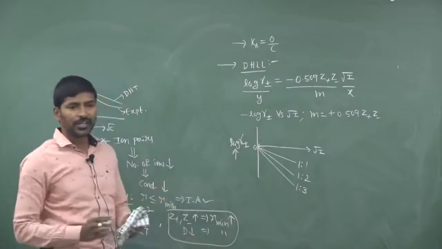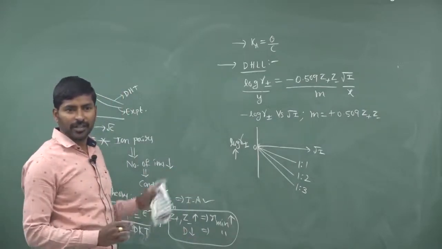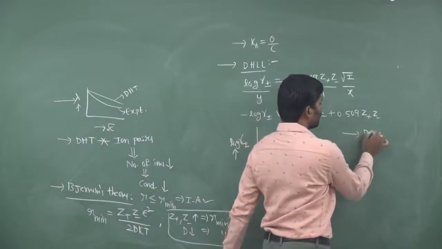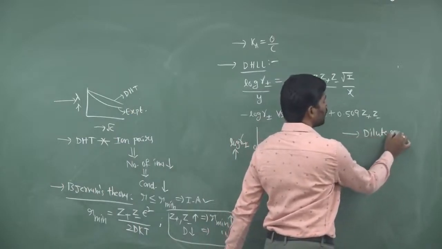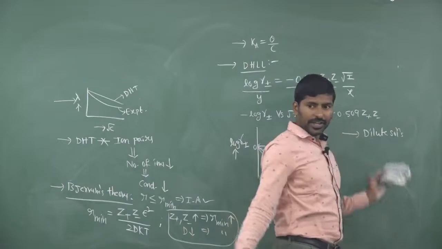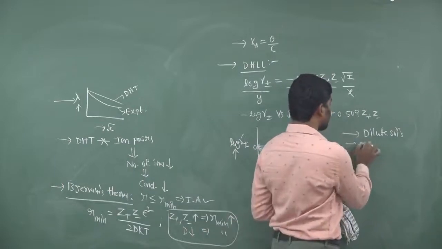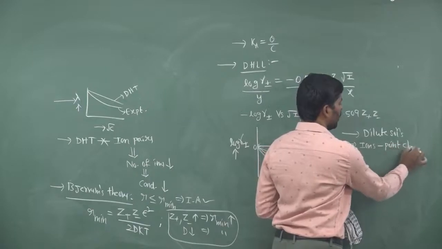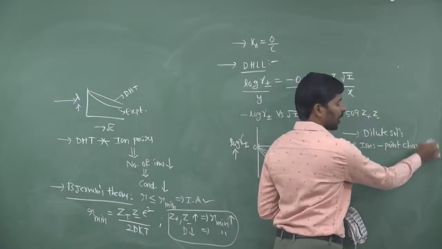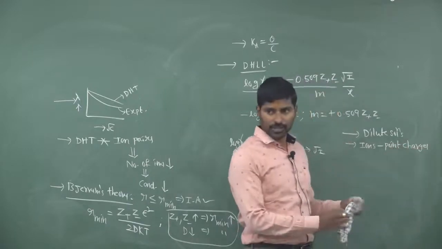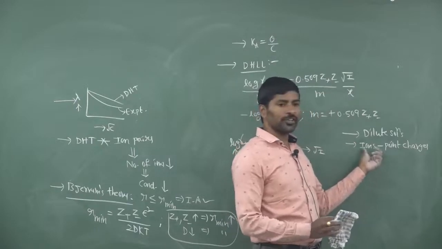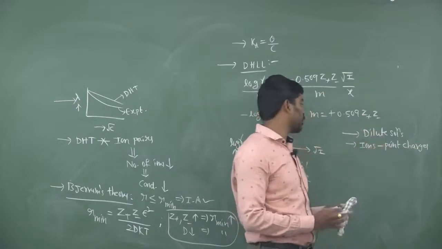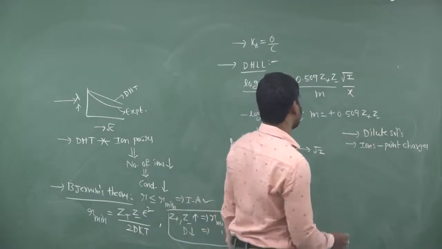The limitations: what are the limitations in the Debye-Hückel limiting law? Why is it called a limiting law? It is applicable to dilute solutions only. In this theory, ions are assumed as point charges. The size occupied by ions is negligible. That is a good approximation only if you take dilute solutions. So this is applicable only to dilute solutions.